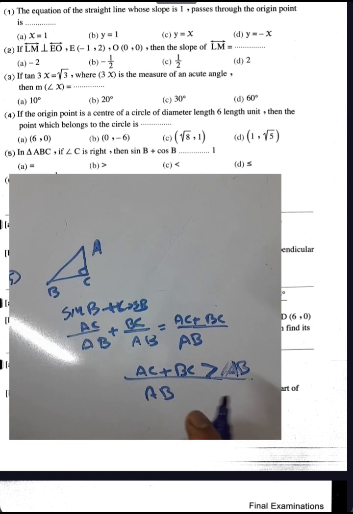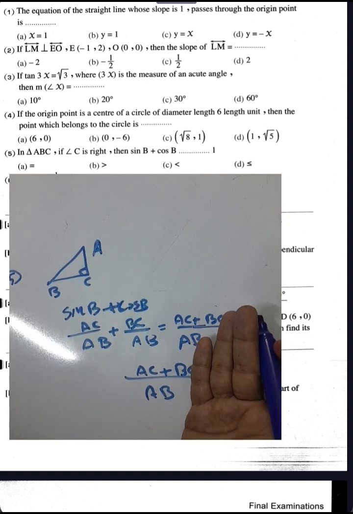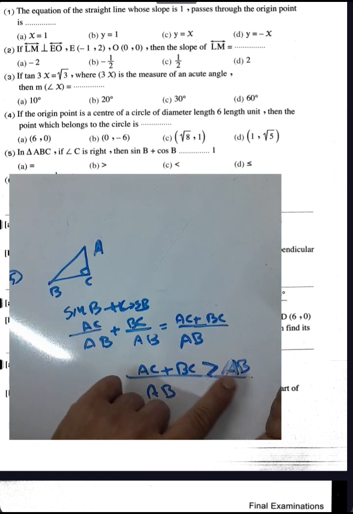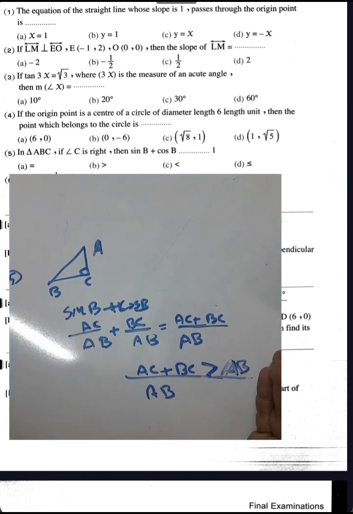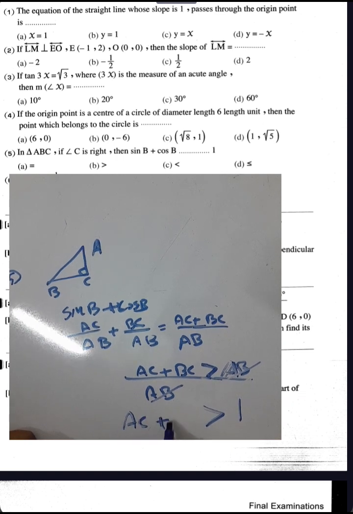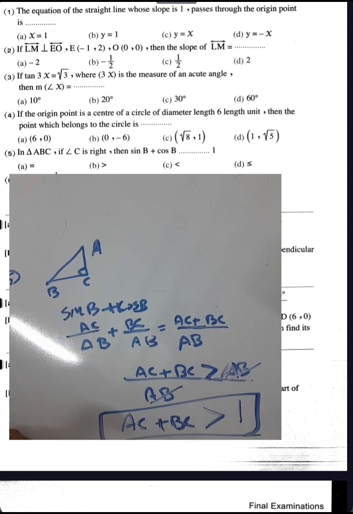Again, look here. We know AC plus BC in any triangle is greater than AB. Then you can cancel AB by AB, and it will be 1. Then AC plus BC must be greater than 1.